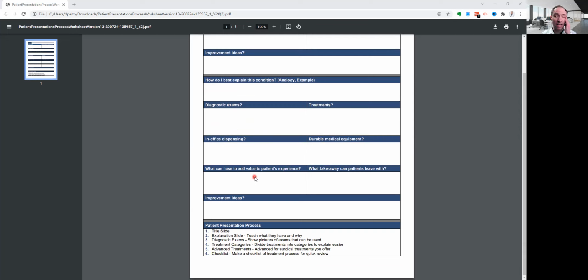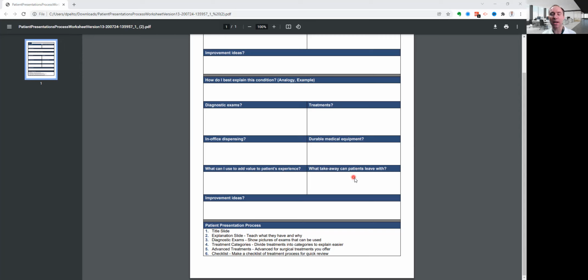What can I do to add value to the patient's experience? This is something that we don't always think about, but patients want to think that they're getting a really good value. So what else can you give them? For example, I give them a book download. I have a plantar fasciitis course. I have different handouts I send via Patient Education Genius. So all these are good things as well.